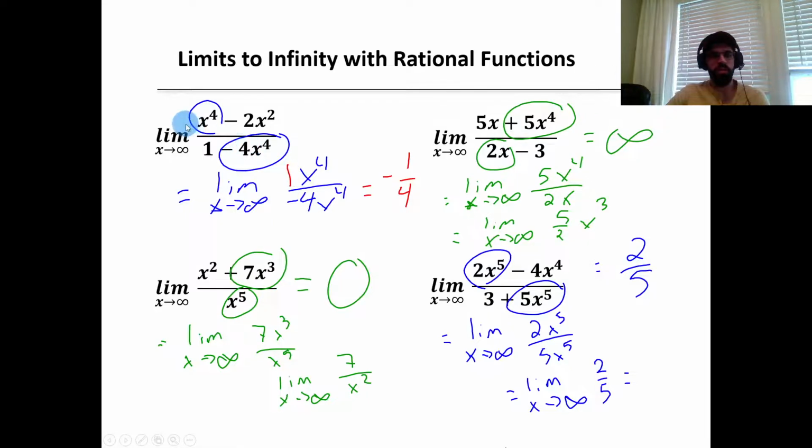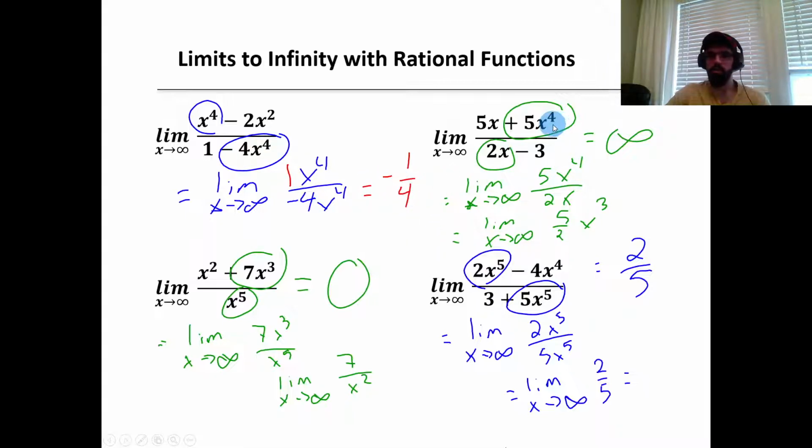A shorter way of saying that, we just have the coefficients of our leading terms. That's going to be our limit. So the leading coefficient in the numerator is 1. The leading coefficient in the denominator is negative 4. So 1 over negative 4, or we could say negative 1/4.